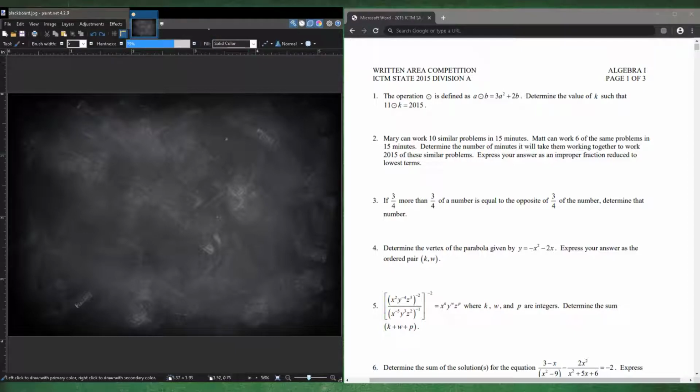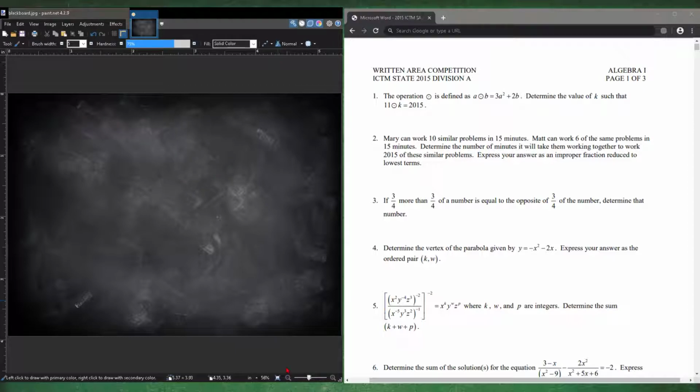Okay, number 1. The operation is defined as a function b is equal to 3a squared plus 2b. Determine the value of k such that 11 function k is equal to 2015. So then 3 times 11 squared plus 2 times k is equal to 2015. So just plug in your calculator and you'll find it. So 2015 minus 3 times 11 squared, divided by 2. So k is equal to 826. Okay, starting off pretty easy.